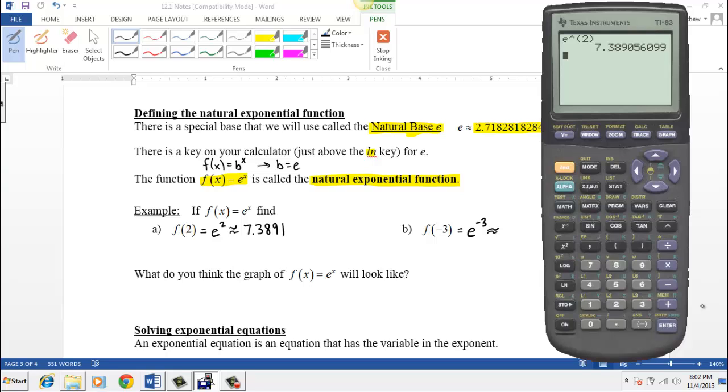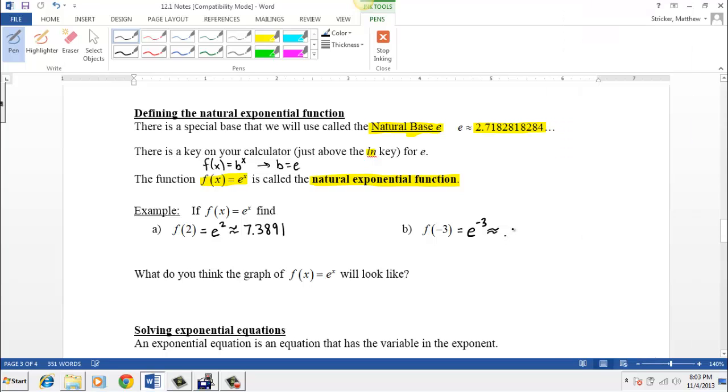Again, to find e to any power, we've got to hit second before we hit ln to get the e. And then likewise, we could find e to the negative 3 power, and that's going to be about 0.0498. And that'll do it.